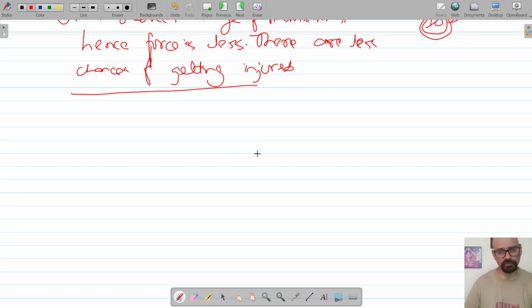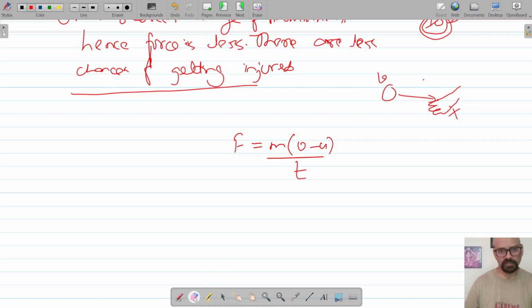However, let's say the fielder stops the ball. He does not pull his hands backwards and immediately stops the ball. So in that case, let's say this is the ball, coming towards the fielder's hands, and these are the fielder's hands. He's not pulling the hands backwards. Let's say there is some initial velocity: the ball is coming at a speed of 30 meters per second.